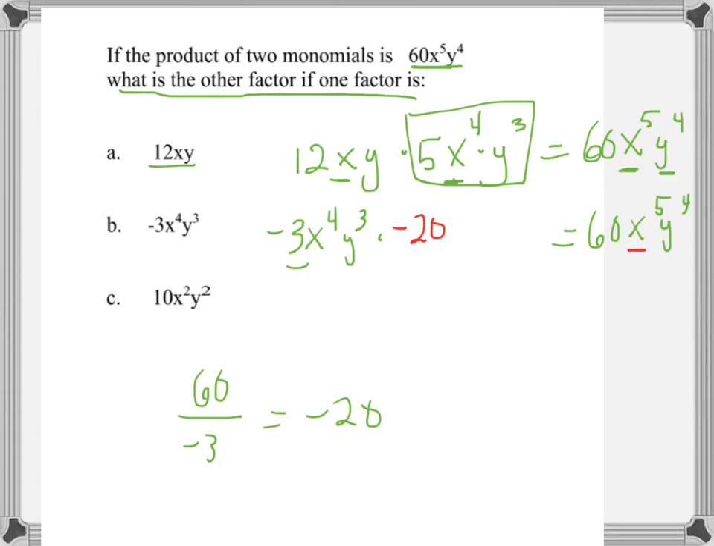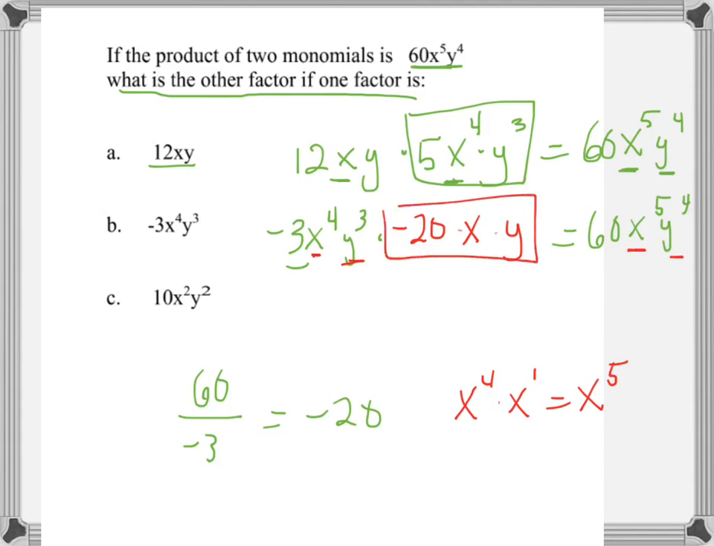Now, we have an x to the 5th and an x to the 4th, so I'd have to multiply by x to the 1st, because x to the 4th times x to the 1st is x to the 5th. Okay, and that's what I have in my product. y to the 3rd times y would have to be y to the 4th. So the answer is -20xy there.